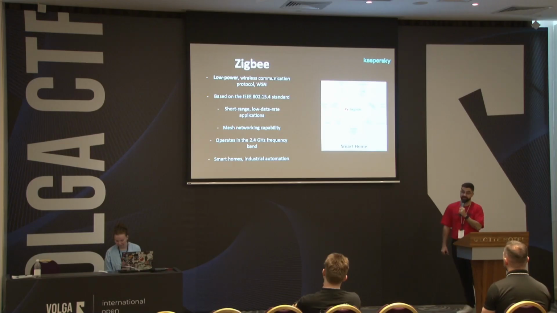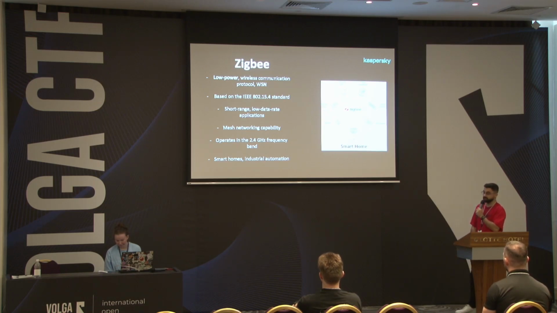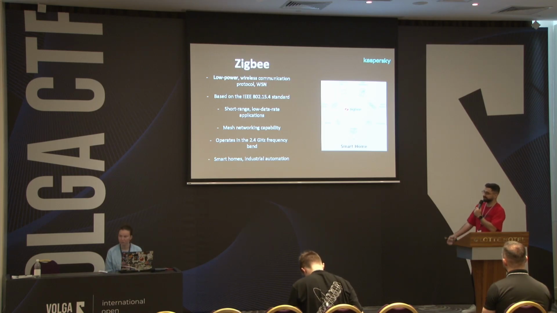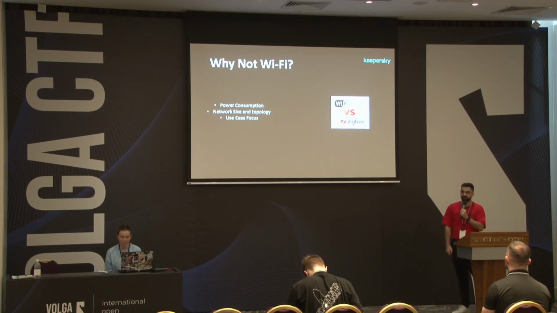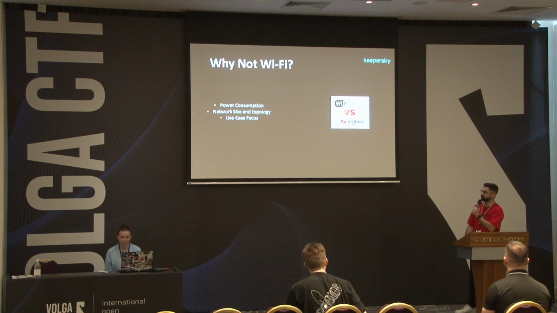Also, ZigBee operates in the 2.4 gigahertz frequencies, sharing it with Bluetooth and Wi-Fi. You can see ZigBee in your smart homes, like if you have Alexa connected to some sensors, they most likely are using ZigBee, and you also see it a lot in industrial automation or industrial settings in general.